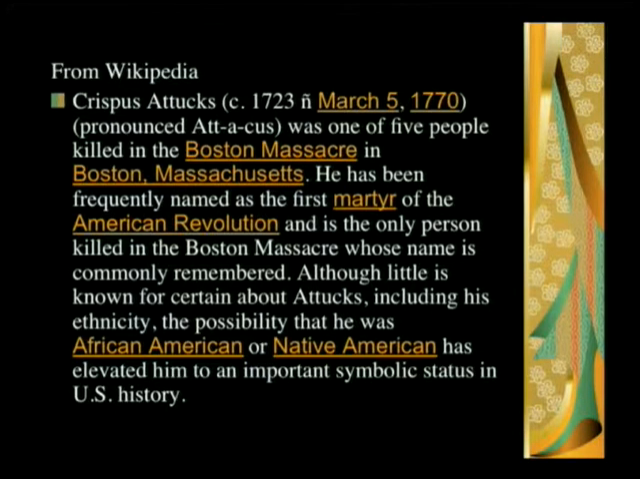from Wikipedia. One of 5 people killed in the Boston Massacre, frequently named as the first martyr of the American Revolution, the only person killed whose name is commonly remembered. Though little is known for certain about him, including his ethnicity, this is according to Wikipedia, well, no, he's a black Indian. So I'm not sure why they are saying he's uncertain, but whatever.